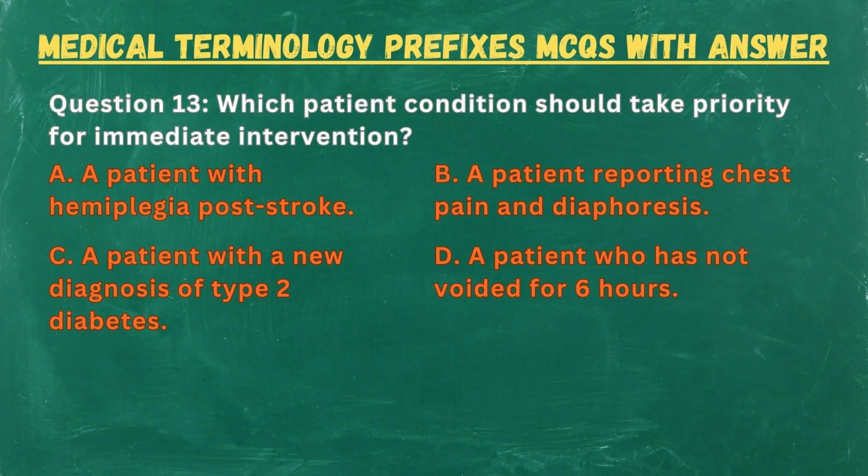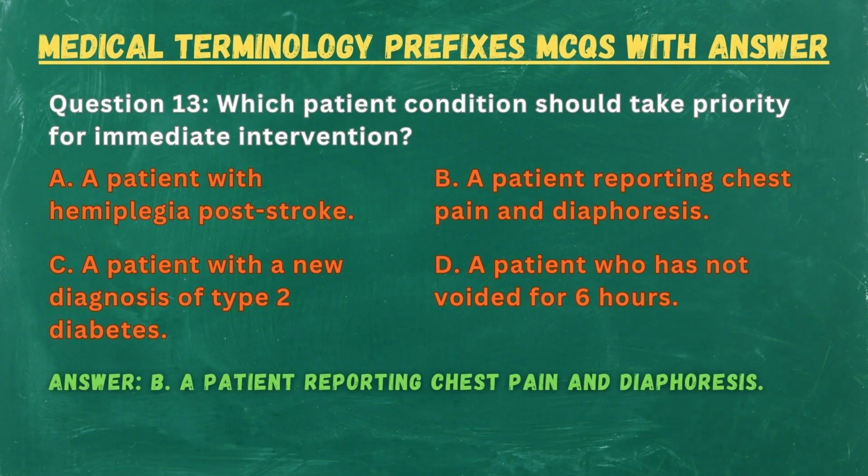Question 13. Which patient condition should take priority for immediate intervention? A. A patient with hemiplegia post-stroke. B. A patient reporting chest pain and diaphoresis. C. A patient with a new diagnosis of type 2 diabetes. D. A patient who has not voided for 6 hours. Answer: B. A patient reporting chest pain and diaphoresis.